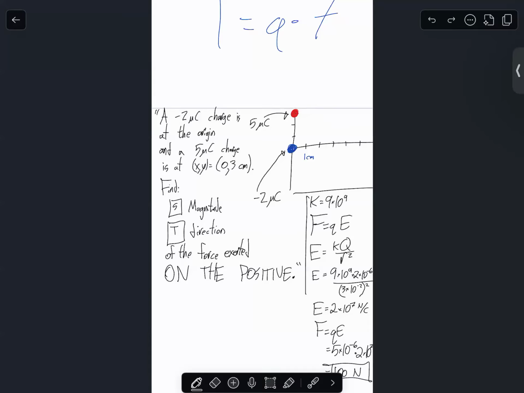If you get 100, you can go. If you got 100, you get out of here. You're good. If you didn't, I'll walk you through it.